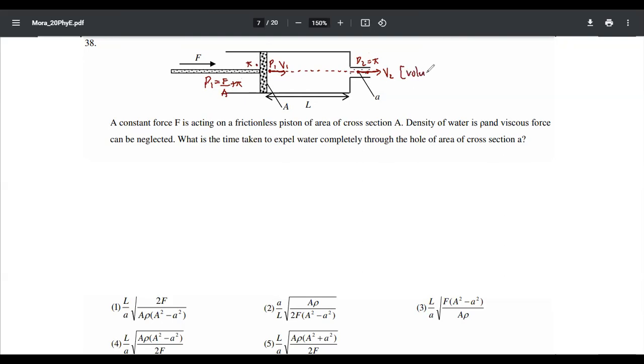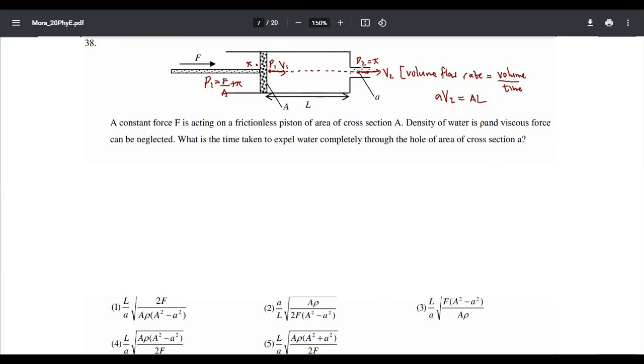Now here, at this point, we can find the volume flow rate. Volume flow rate is equal to total volume divided by time taken. So volume flow rate at this point is, people, AV2 equal to, what is the total volume? Total volume is AL. Do you agree with me? Total volume of the syringe.